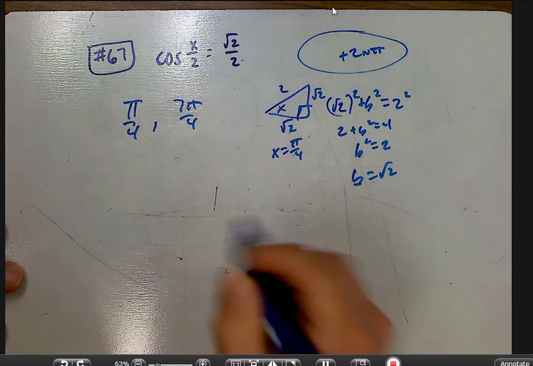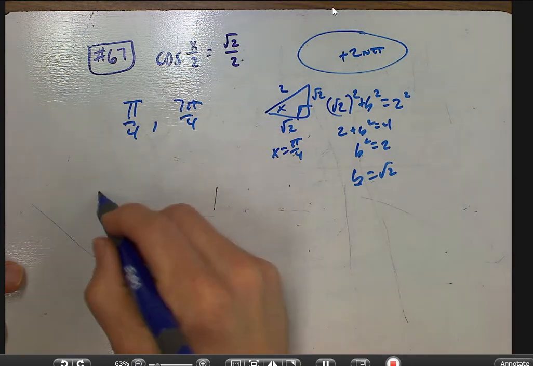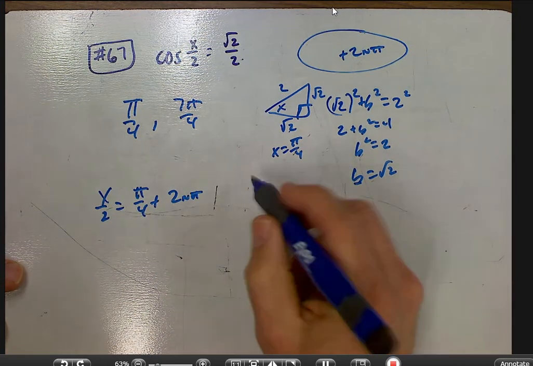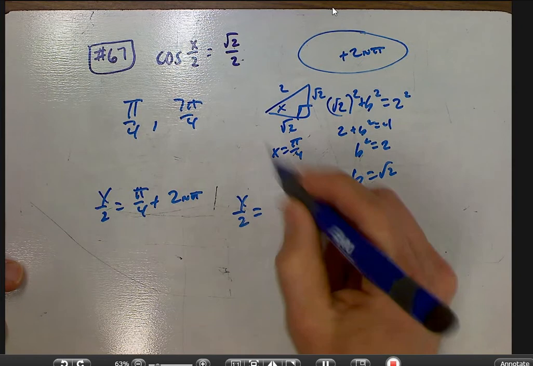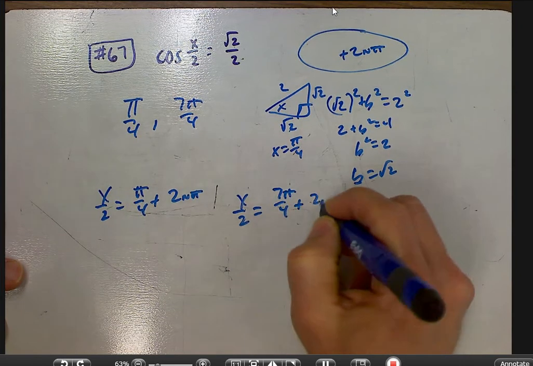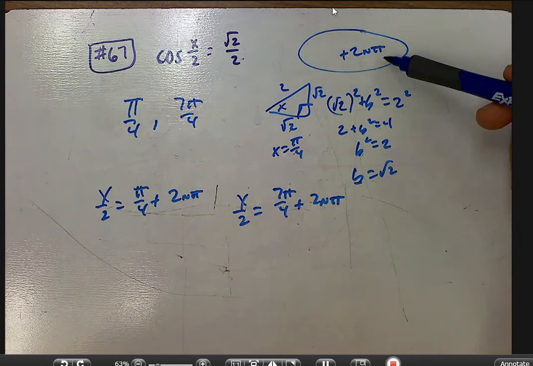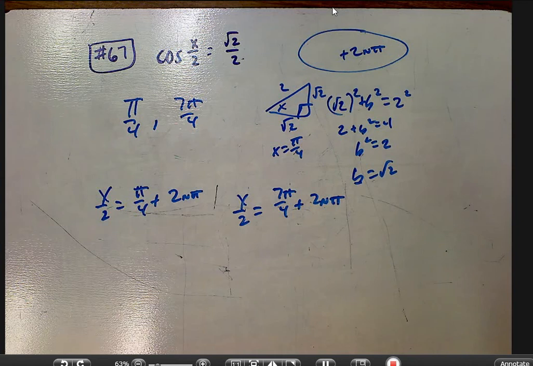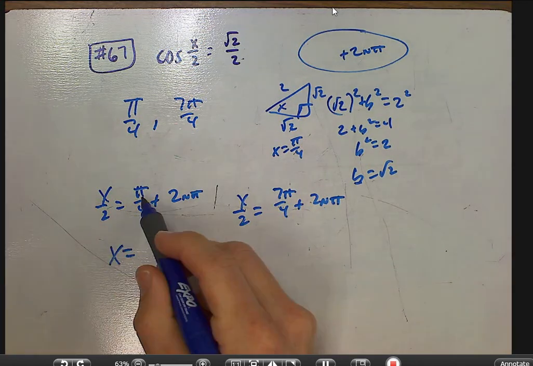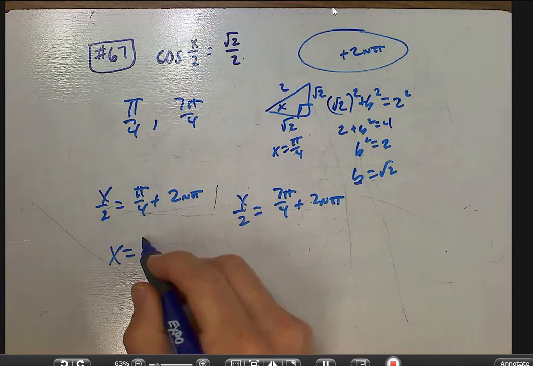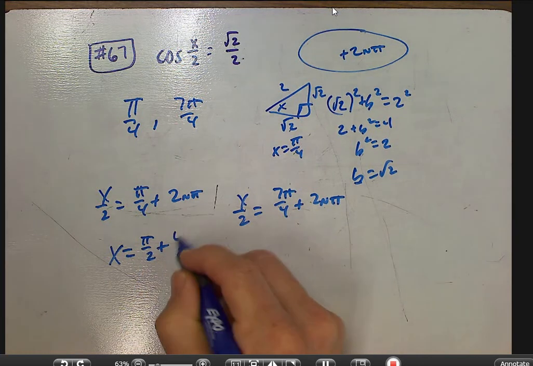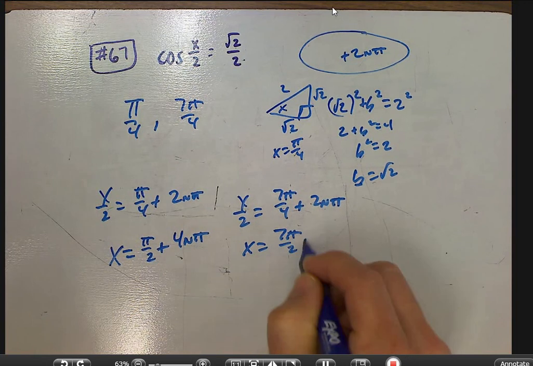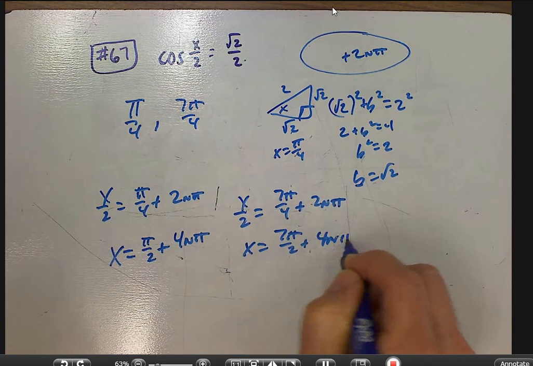So I'm going to take x over 2 is going to equal pi over 4 plus 2n pi. And I'm going to take x over 2, it's going to equal 7 pi over 4 plus 2n pi. Again, I add the 2n pi because there is no restriction like on some of the other problems that said between 0 and 2 pi. Multiply everything by 2. If I take pi over 4 times 2, it's going to give me pi over 2 plus 4n pi. And if I multiply by 2, that's going to be 7 pi over 2 plus 4n pi. And I believe those are the correct responses, and they are.